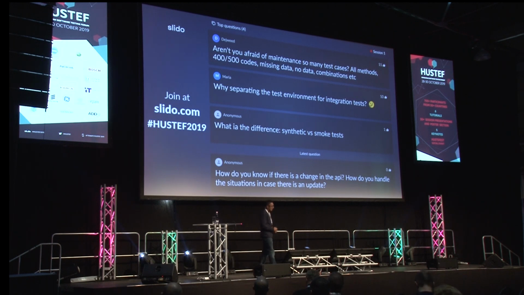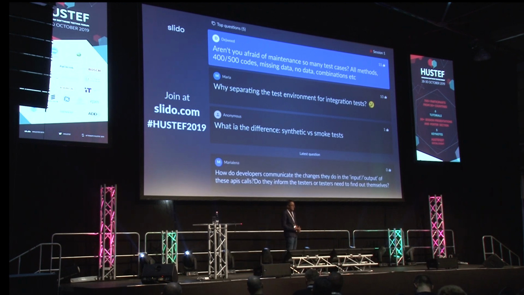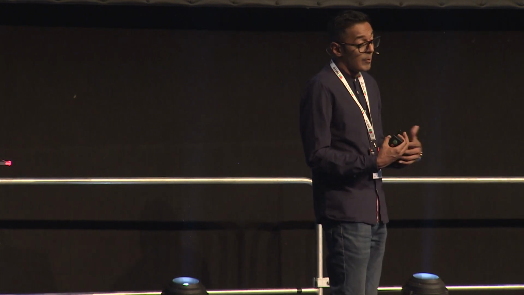Cool. Aren't you afraid of the maintenance of so many test cases and methods, missing data, combinations, etc.? I think it's going to come with a cost anyway, right? You're going to be maintaining those tests somewhere. The cool thing is that the maintenance is spread across the team. Once you start putting code into the feature repository, it doesn't just become the tester's problem or the automation tester's problem to maintain those tests and keep them running.